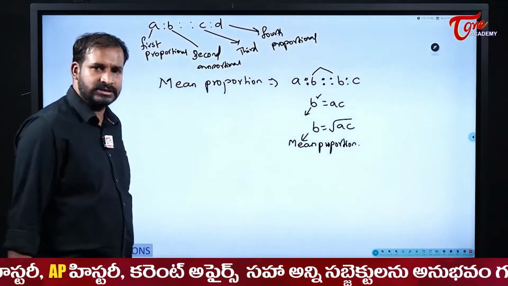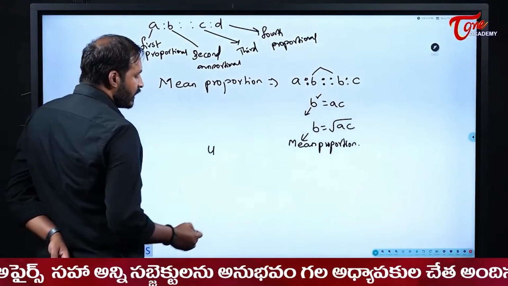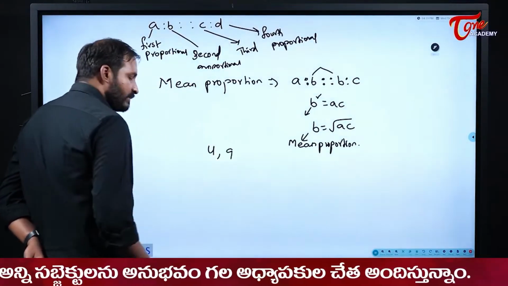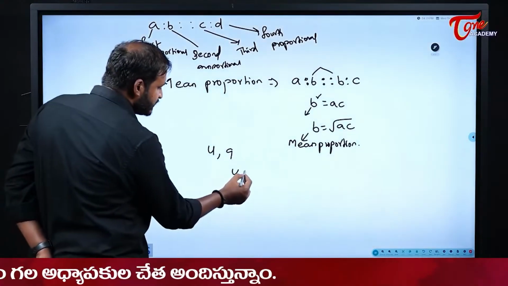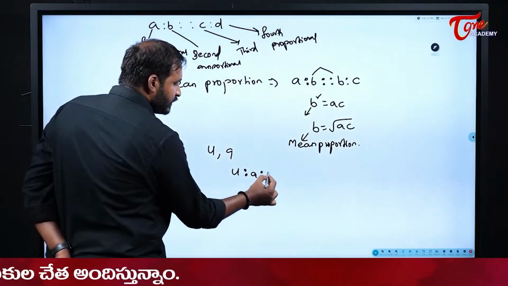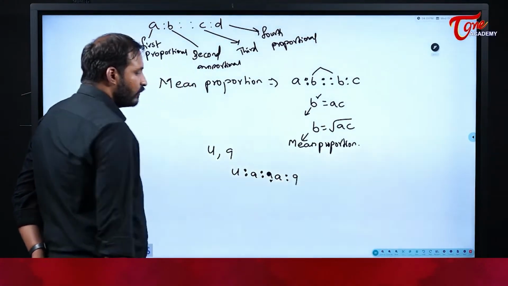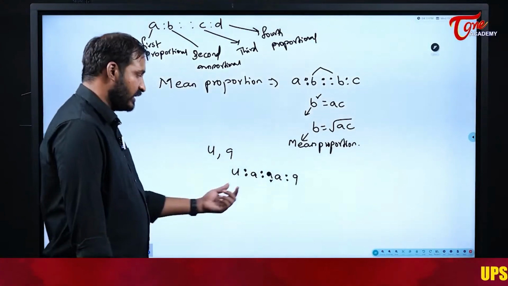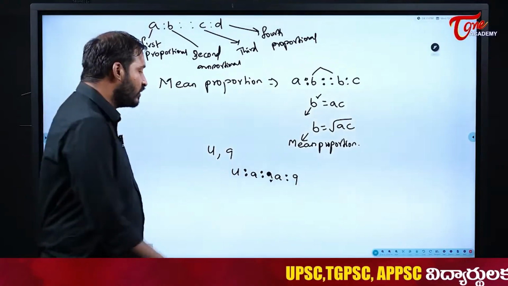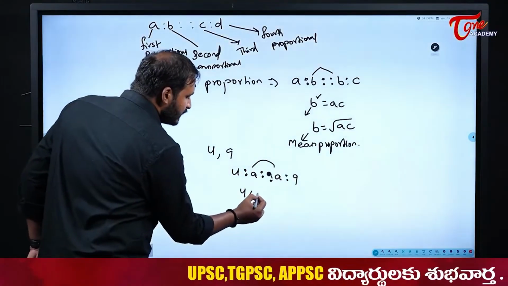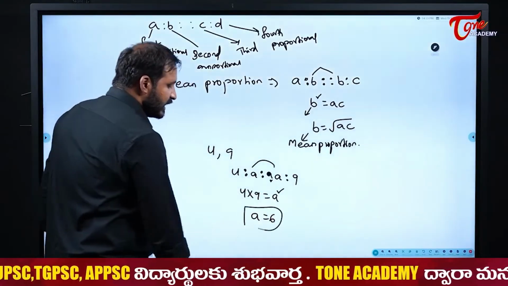Now in general how the question will be asked is, what is the mean proportion of 4 and 9? You should understand that the equation is something like this: 4:A is proportional with A:9. Mean proportion means definitely the middle terms will be equal. So 4 into 9 is equal to A square. So A value will become 6.